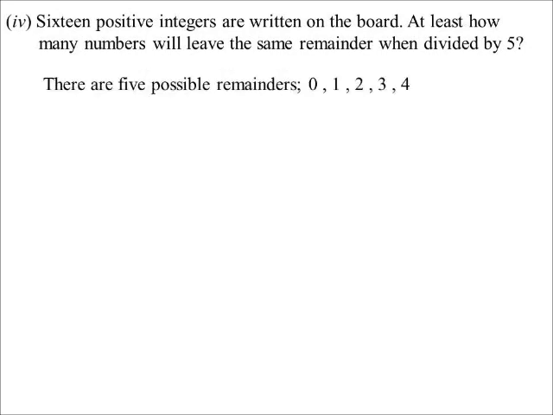Okay. There are 5 possible remainders: 0, 1, 2, 3 and 4. So they are, if you like, the holes. Because I'm going to get these random numbers and I'll allocate them to what the remainder is. Oh, this one has a remainder of 2. This one has a remainder of 3.